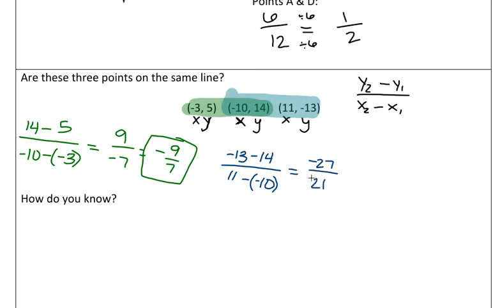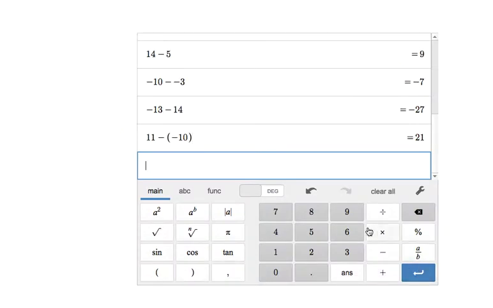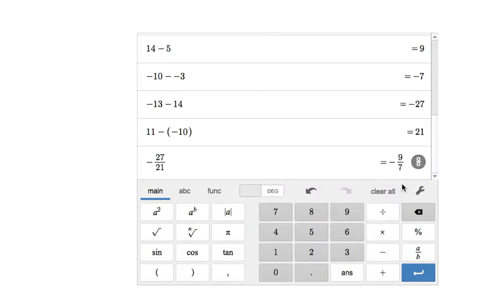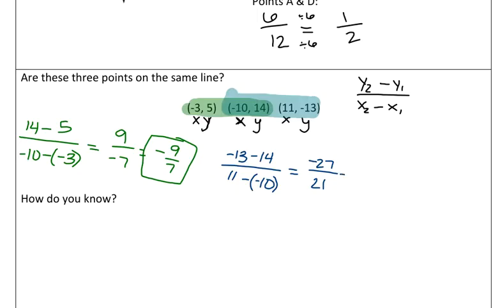Well, those definitely don't look the same. Let's just double check to see if we can simplify that. So negative 27 over 21. Negative 9 sevenths. Why do I keep doing that? Negative 9 sevenths. So those are the same.